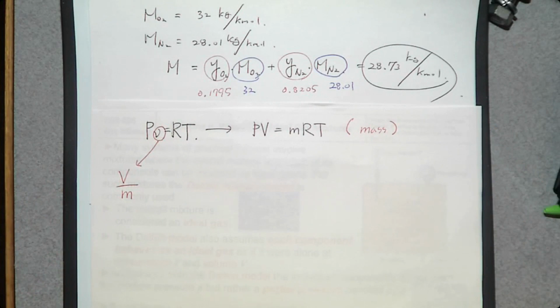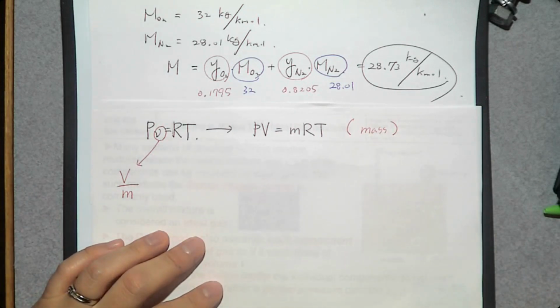In this case, this R is going to be the gas constant. And this gas constant is material specific. So we have a gas constant for nitrogen. We have a different gas constant for oxygen. We have a different gas constant for, you know, the carbon dioxide. So each gas has its own gas constant.